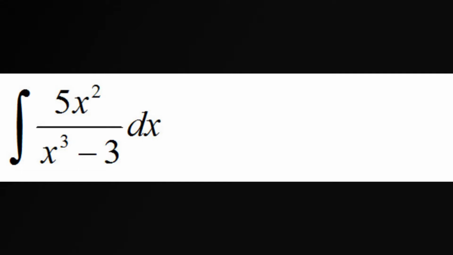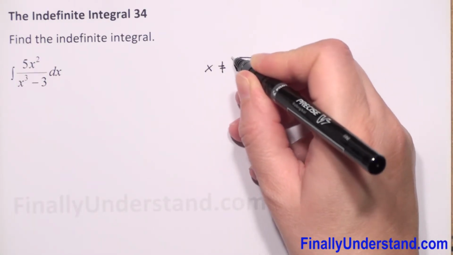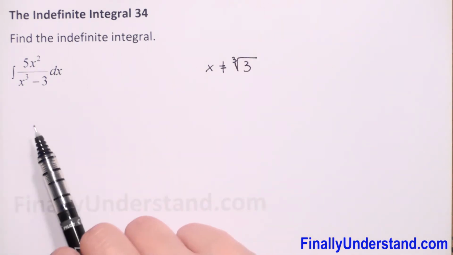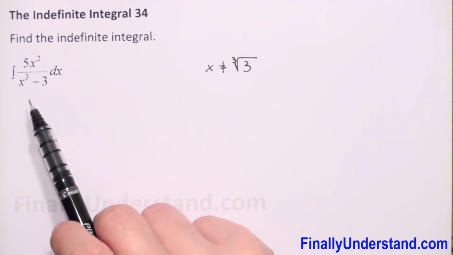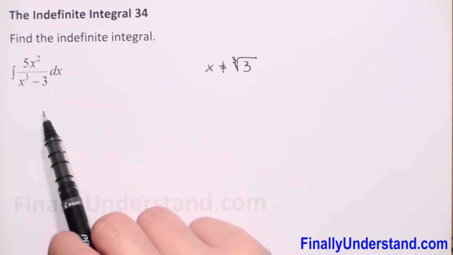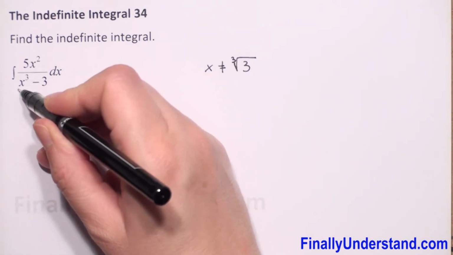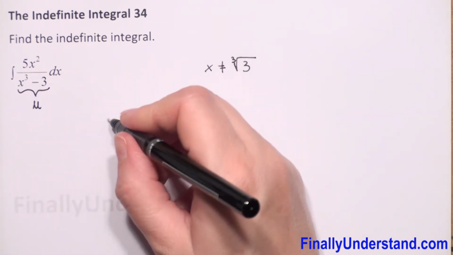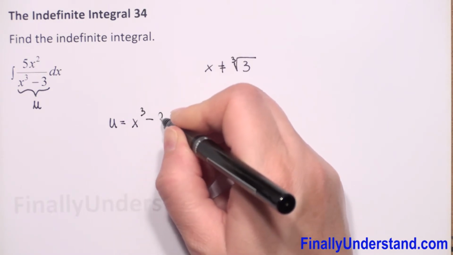Because we cannot have 0 in the numerator, our x must be different than cube root of 3. And now when we have to find the indefinite integral of our function, we will use the substitution method. So let me put u for x cubed minus 3. So we have u equals x cubed minus 3.